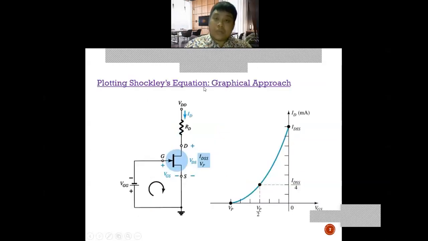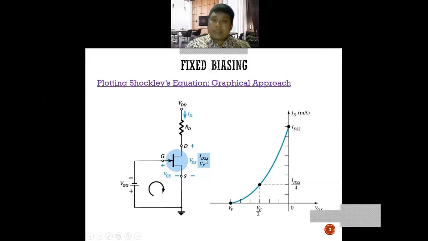Plotting Shockley's equation, graphical approach. We have this diagram, and we simplify it. From the Shockley equation, IDSS is the maximum. We can see this curve goes through VP over 2 and ends up at VP on the x-axis. The x-axis is VGS and the y-axis is current, this is the ID current.